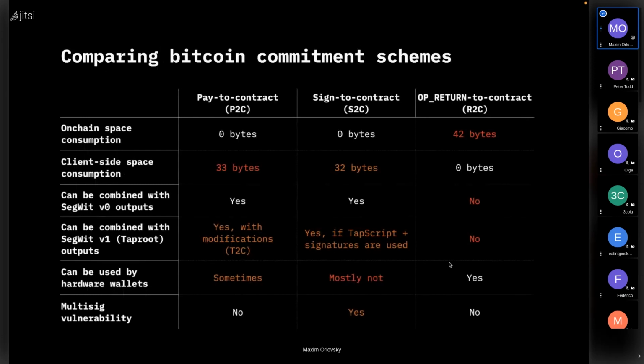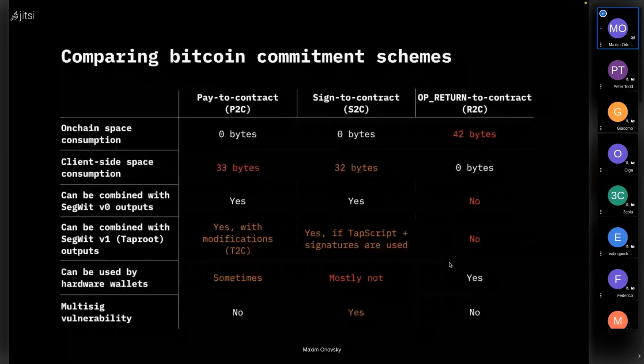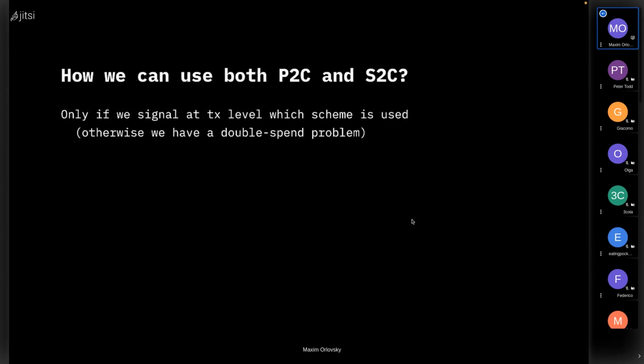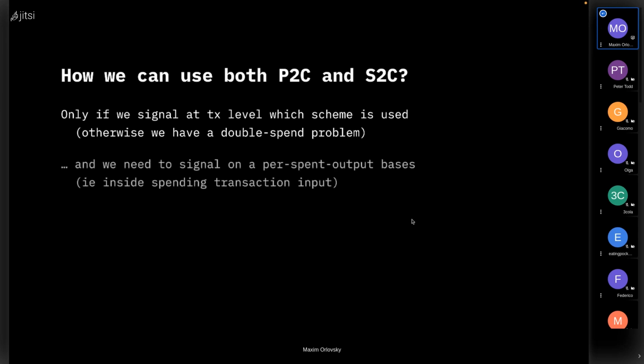I'm skipping the slides because in the discussion we will go through all of them again. And the question was, can we use both pay-to-contract and sign-to-contract? And it came out that actually potentially we could. But to use both pay-to-contract and sign-to-contract, we need to signal at the transaction level which specific scheme is used, because otherwise we will have a double spend problem.